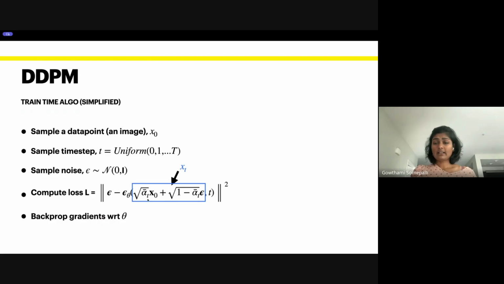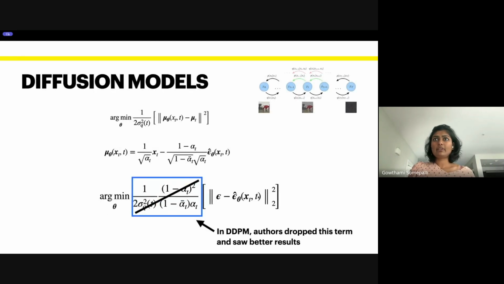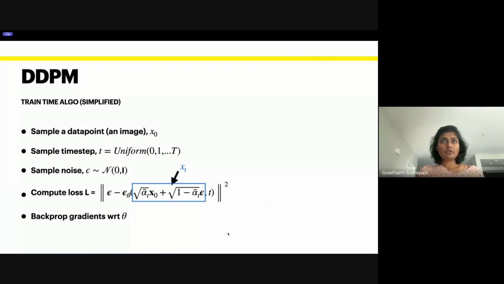So this is what our xt would look like in the forward process. And all we are trying to do, in this equation we came up with, is sample some random noise, and then we want our neural network to take this noised sample and predict back how much noise was added to it. That's all this neural network is doing: take a noised image and predict back how much noise was added from the previous step to get to this image. So that is the loss.